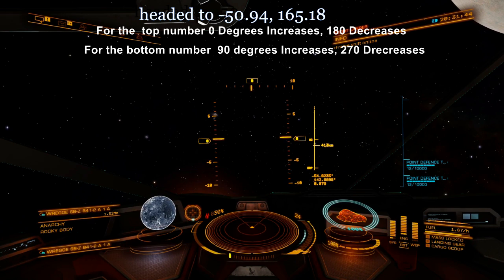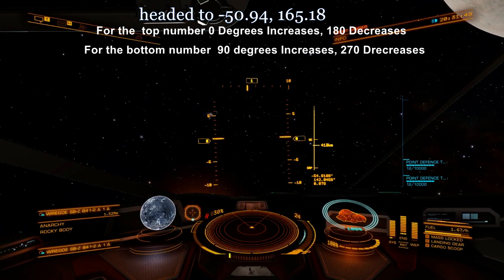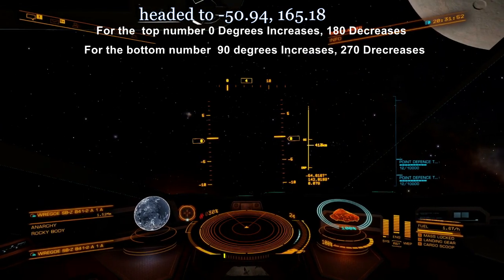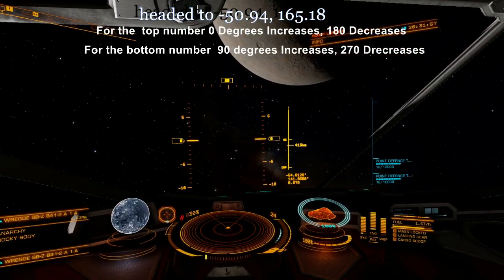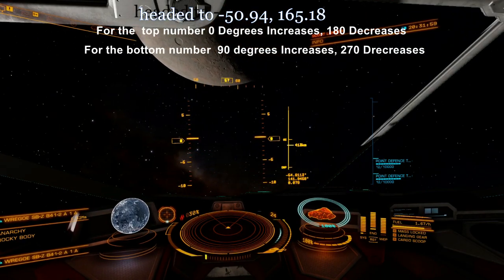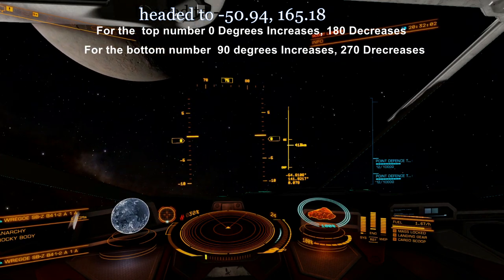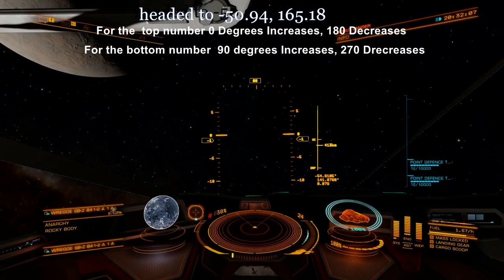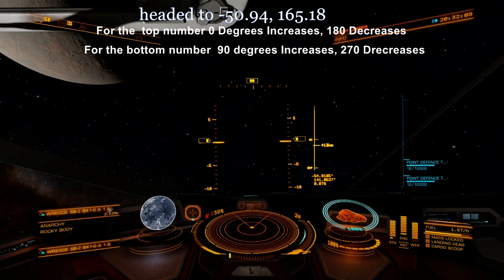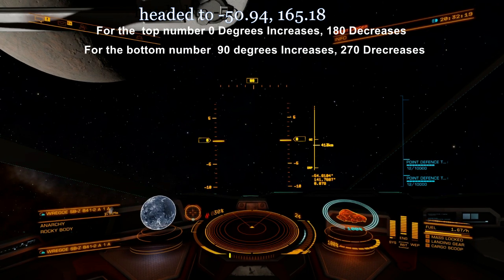Now I'm going to concentrate on just the longitude. We need to get to 165. And so we need to increase, and so we need to go to 90 degrees. All right, so we're at 90 degrees, and our target is 165 plus or minus, so that's going to be 175 or 155. So we don't have too far to go with that one.